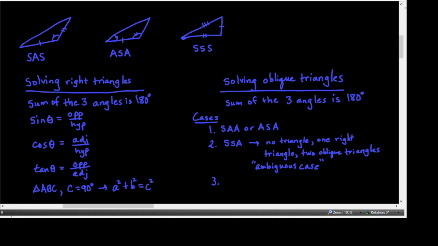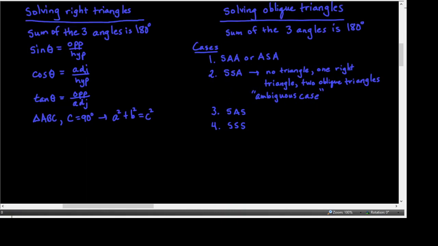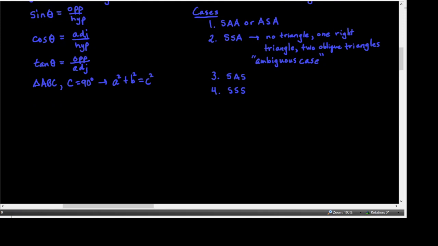Okay, the third case is if you're given side-angle-side, and the fourth case is when you're given side-side-side. Which one of these cases we're actually in will depend on how you proceed. So as we go through these, pay attention to the type of information and how we'll go about figuring out what to do to actually get started and finish the solution of that triangle.